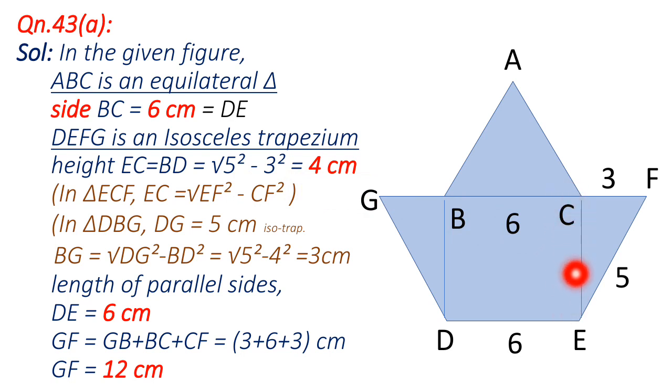So this EC is same as this BD, which is the distance between the two parallel lines. So this is a trapezium, and the distance between the parallel lines, this EC, is same as BD, which is 4 centimeter, which is considered as the height of the trapezium.